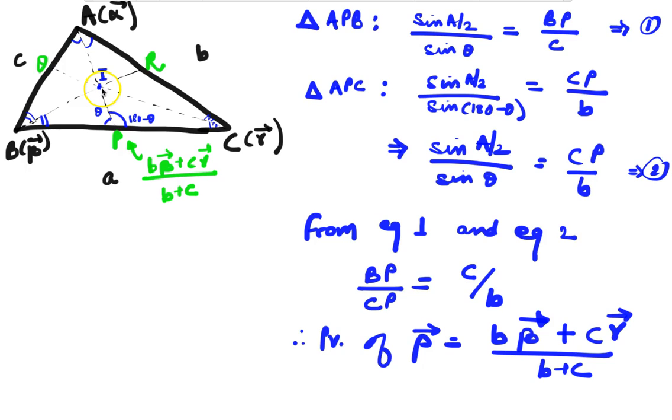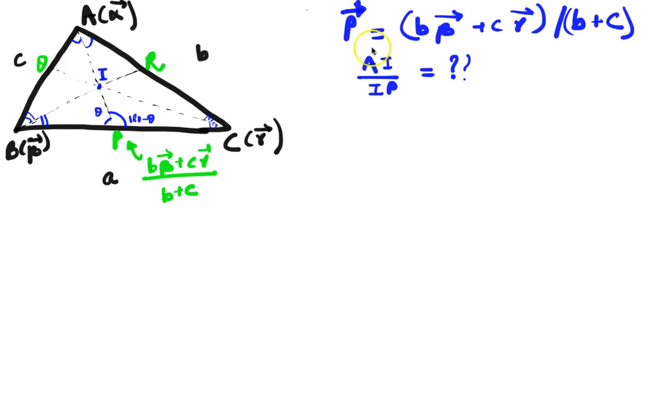Now, in order to find the position vector of I, if I know AI by IP, I can find it. If I know AI and IP, and I know the position vector of A and the position vector of P, then using the section formula, I can find the position vector of I. So if we know the position vector of P, we now need to find what AI by IP is.